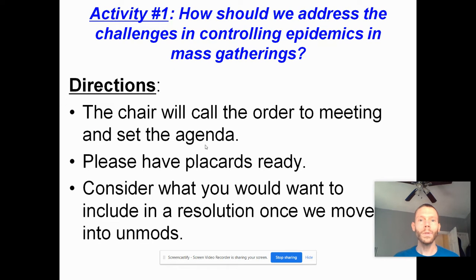So just like when we're in the regular classroom, we want to consider how we can still organize a simulated Model UN debate, still keeping in mind speaking times, moderated caucuses, unmoderated caucuses, round robins, so on and so forth. So try to consider what you would want to include in a resolution once we move on into the unmods, and I'm going to show you the Google Doc that you will all be working with. I'll send that out as an email at around 3 p.m., so it'll be about 15 minutes before we go into our first Zoom meeting as a group.